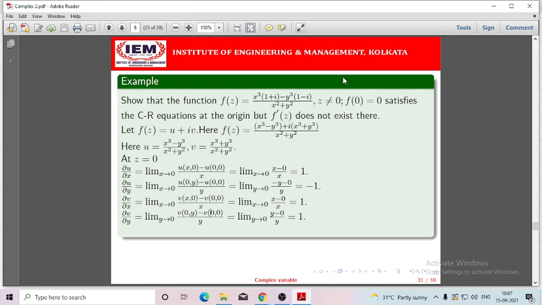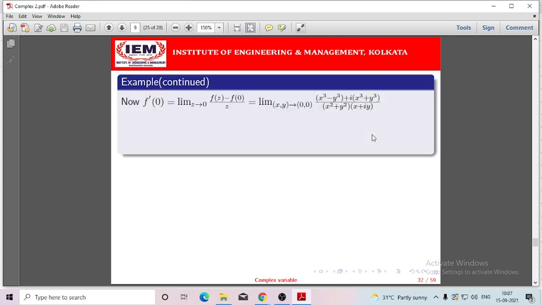Yes, sir. We need to cross verify that by using the formula of derivative, that means the first principle of derivative. So we need to check the derivative at 0. So f'(0) will be the limit as z tends to 0 of (f(z) minus f(0)) by z. If the limiting value of this quotient at z equals 0 exists, then only the function will be differentiable. Otherwise the function will not be differentiable.